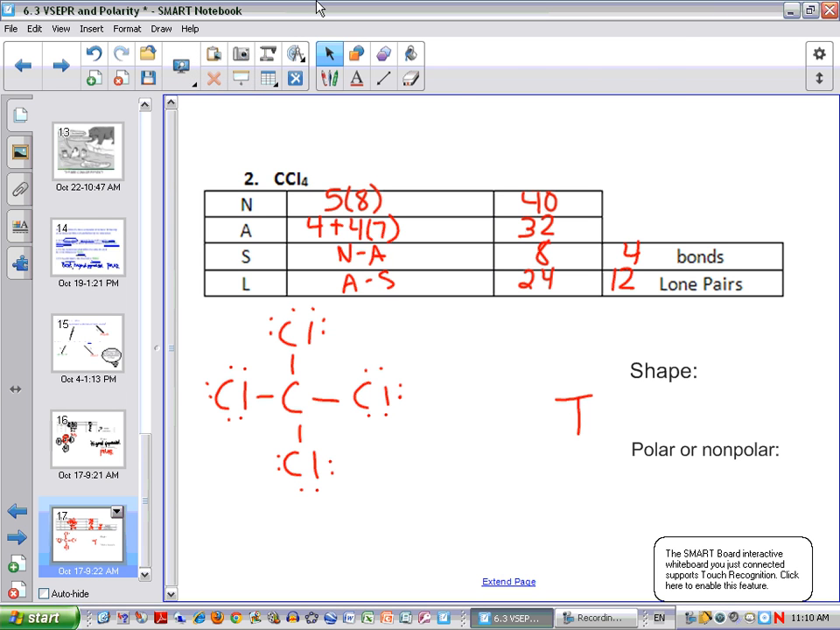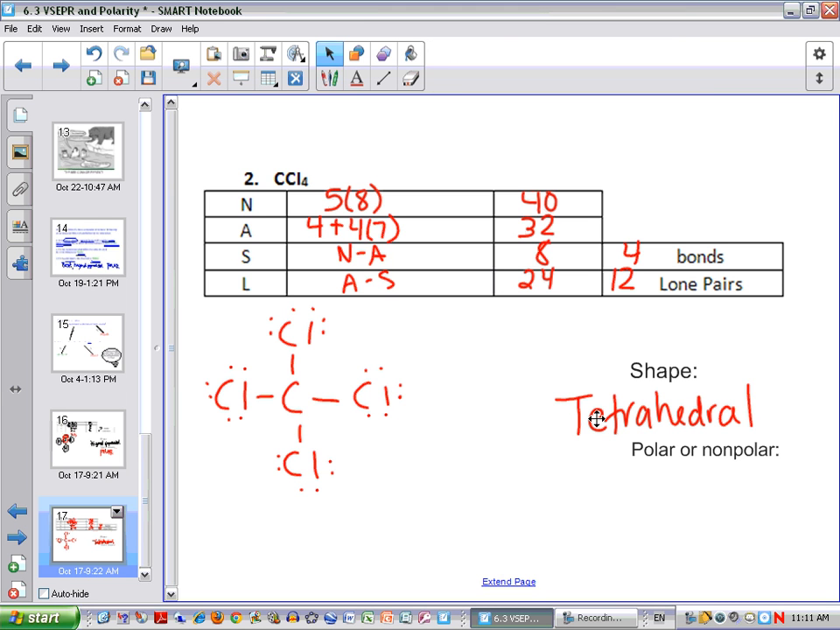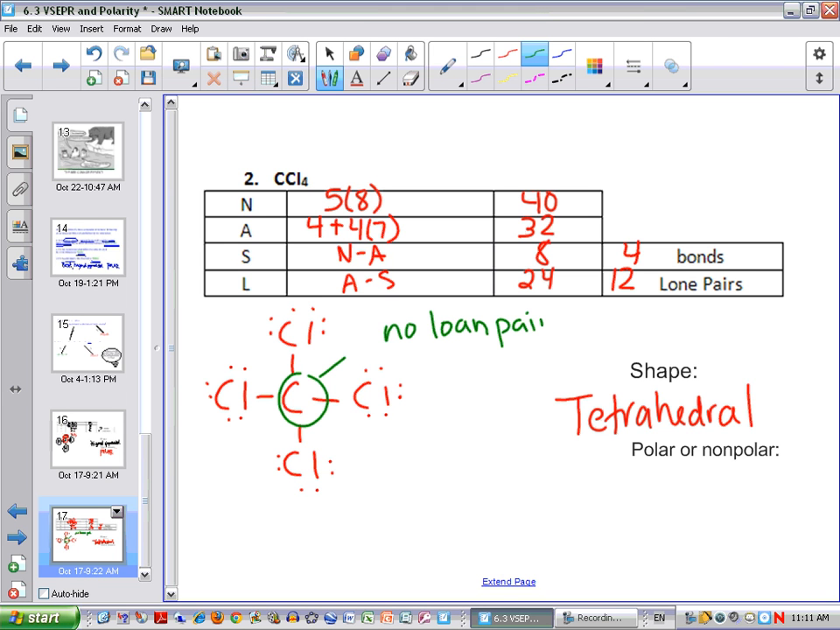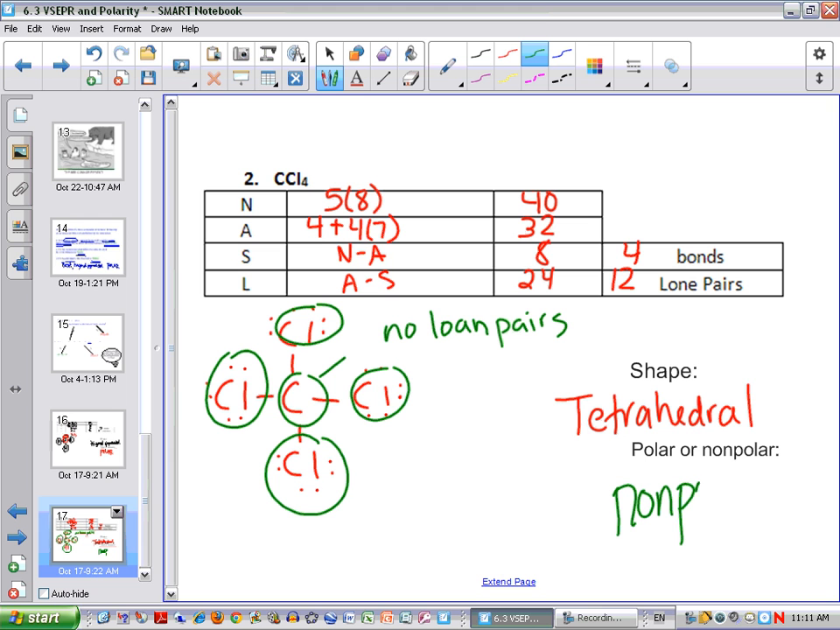What's that other word for 4? Tetra, as in Tetris. So this is tetrahedral. Let's talk about polar and nonpolar. Looking at our central atom, there are no lone pairs. So the next thing we have to ask ourselves is, is everything attached the same? Yes, they are all chlorine. If that's the case, there's some symmetry here, right? I could cut this in half and fold it. It's going to be identical to itself. So this is a nonpolar molecule.